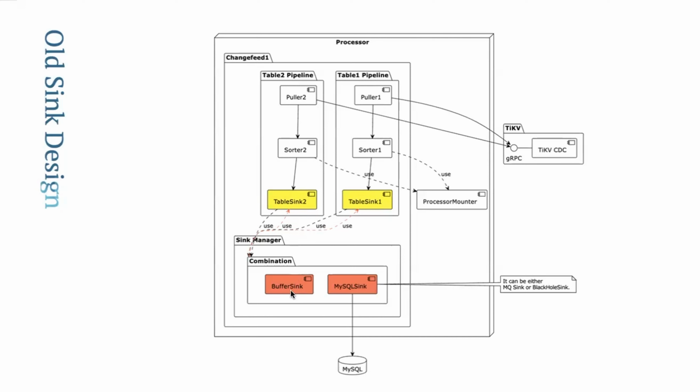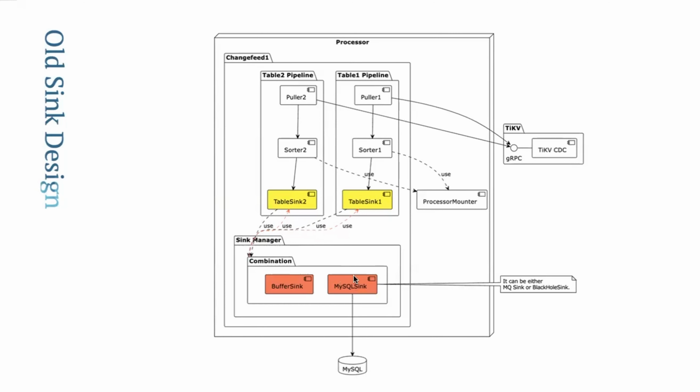But to make things worse, the sync manager also combines the buffer sync and the MySQL sync together. So in the sync manager, we have three different types of things in one place, in one structure. This makes the code very complicated and hard to maintain. Because when you want to check out some code of the sync manager, you find that there are three different things in the same single file. So it's pretty weird.